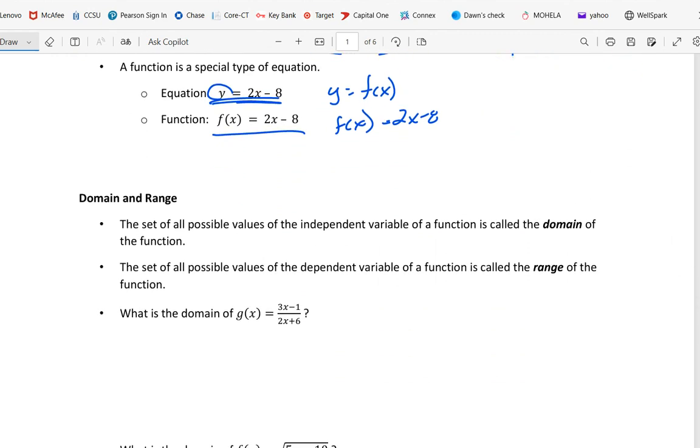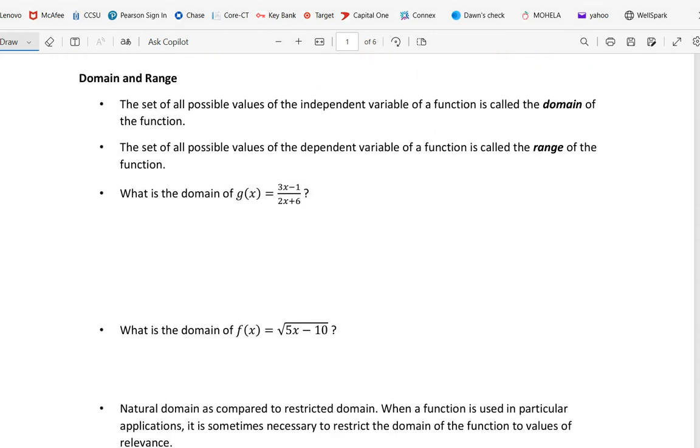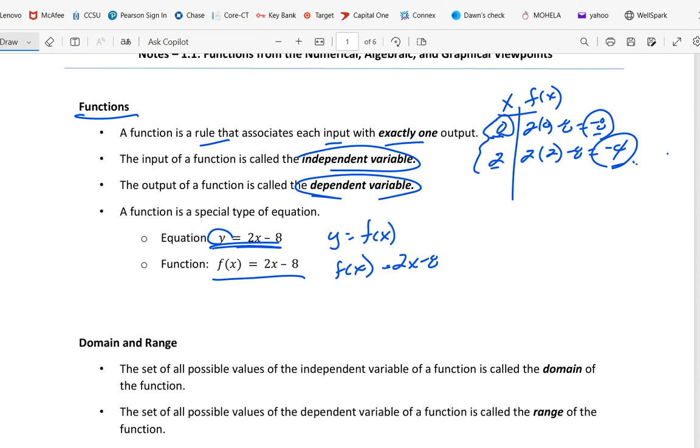Something that a lot of people struggle with is domain and range. Okay. The domain is the set of all possible values that your independent variable can take on. What values can you put in for x? The range then is what are the resulting values. So if I look back up at the top, I put 0 in for x, 2 in for x. Those are elements of the domain, the values I can put in for x. The range values are the negative 8 and negative 4, the values that come out for y.